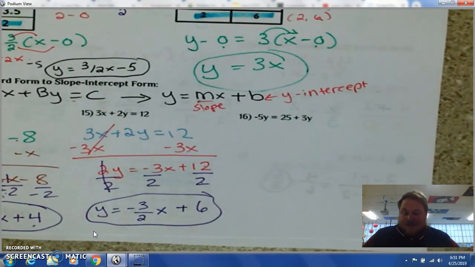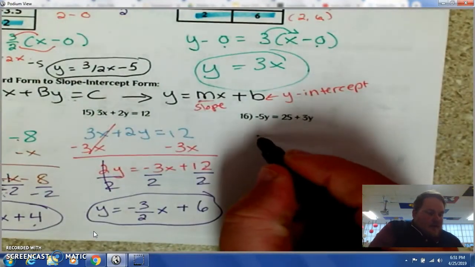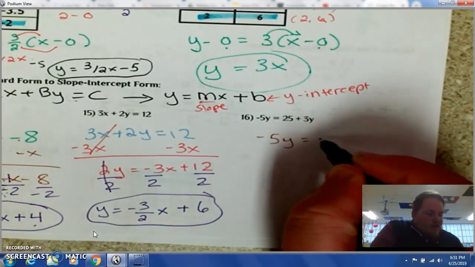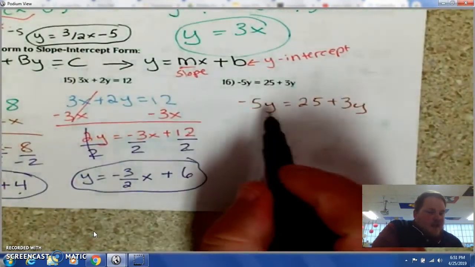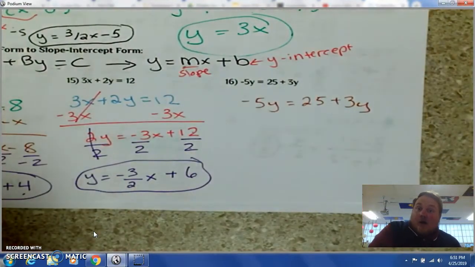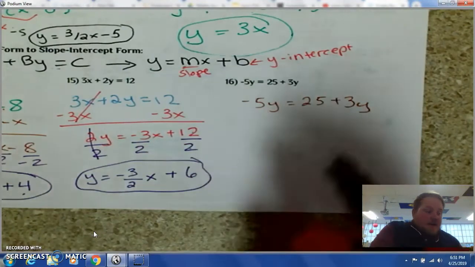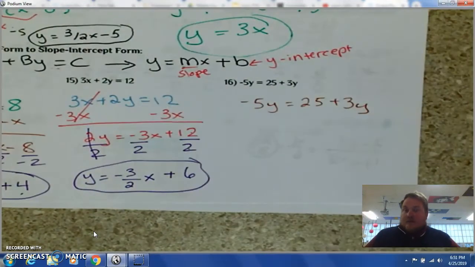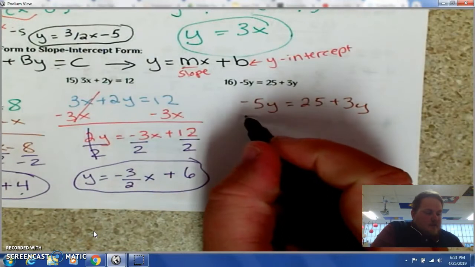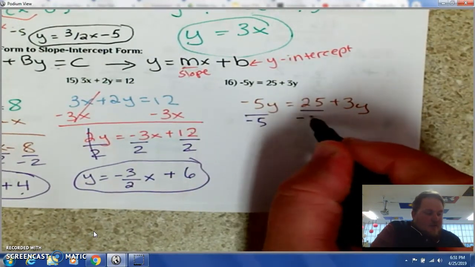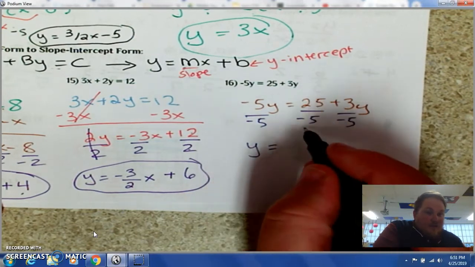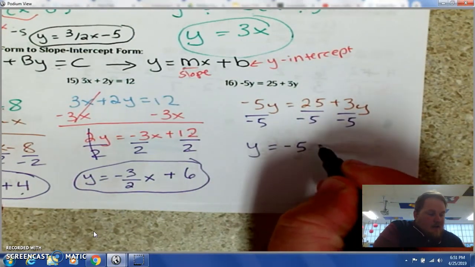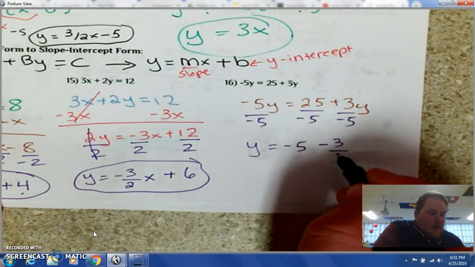Then number 16. We have negative 5y equals 25 plus 3x. And in this case, that negative 5 is being multiplied by the y. So to undo it, we have to divide by negative 5. Divide each number by negative 5. And y equals 25 divided by negative 5 is negative 5, minus 3/5 x.